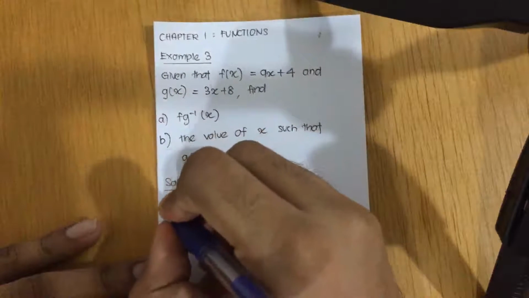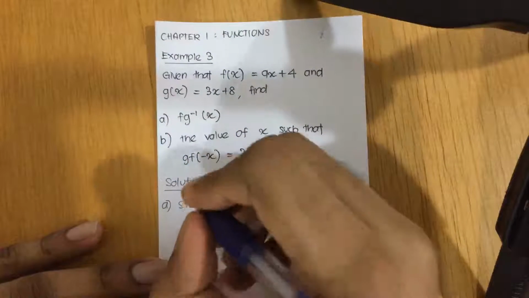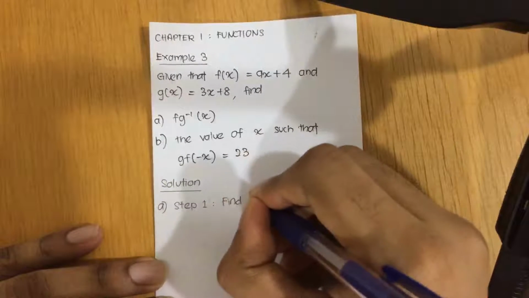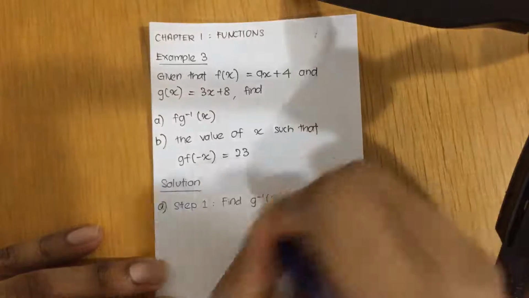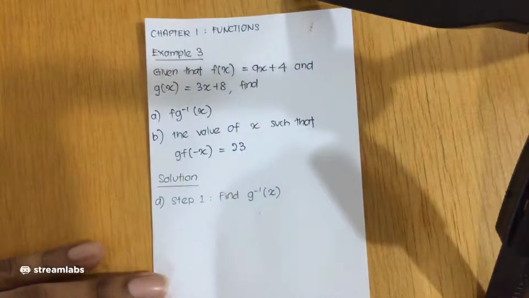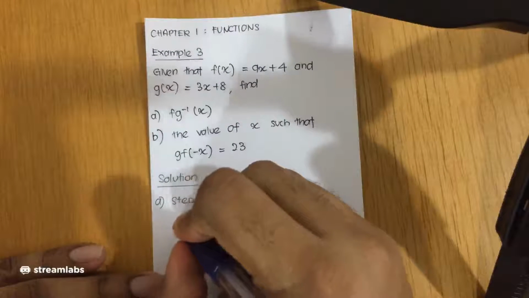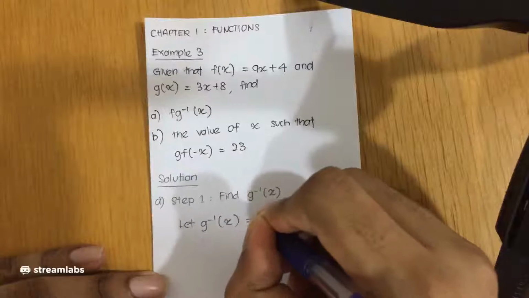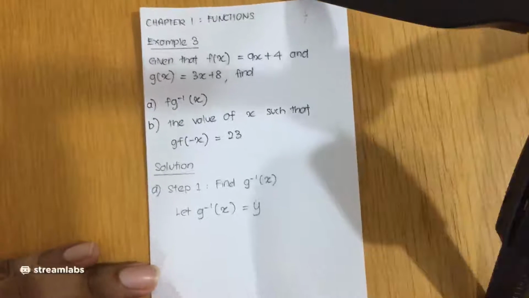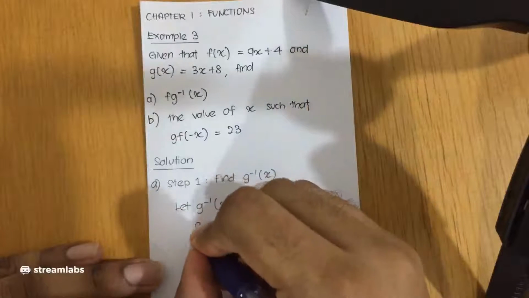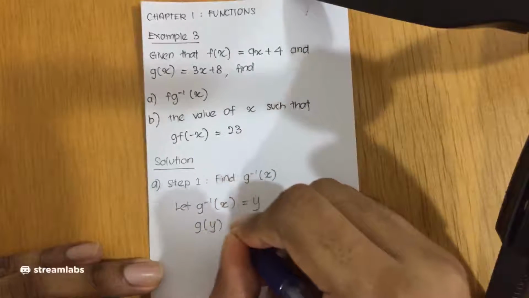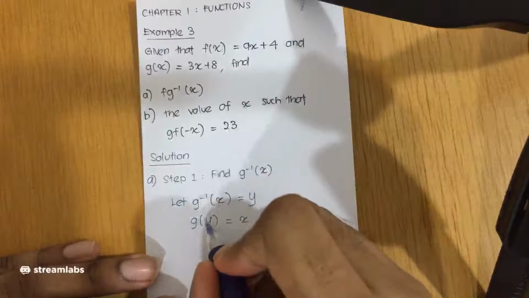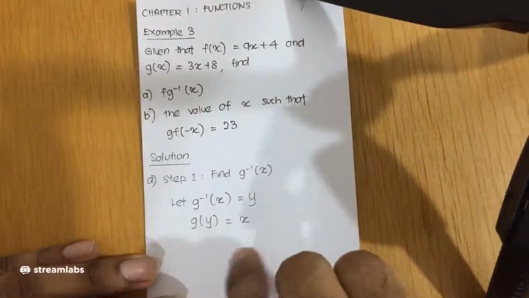For step 1, question part A, we're going to find g inverse. So how to find the g inverse? I'm going to show it to you. We're going to let g inverse x equal y. Proceed to the next step: g(y) will be equal to x, so this will be your second step. Your y is mapped into the function g, and then it will equal x.